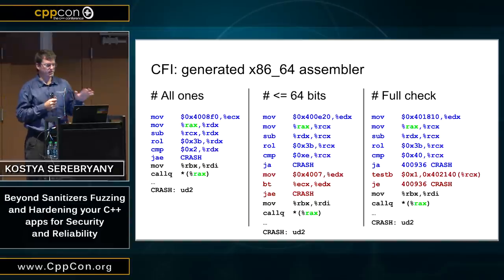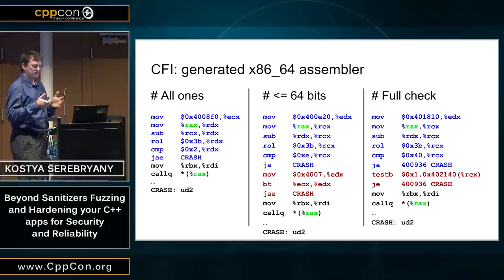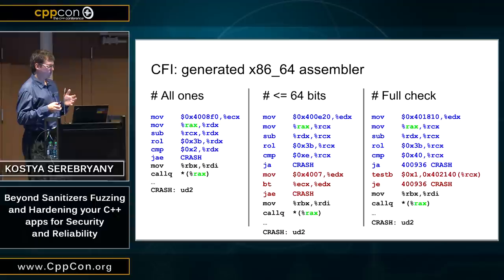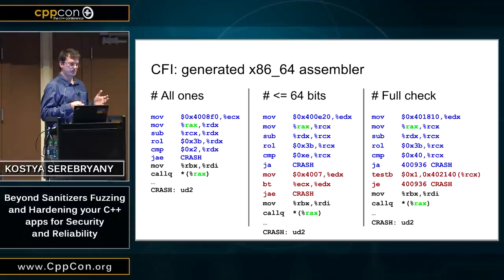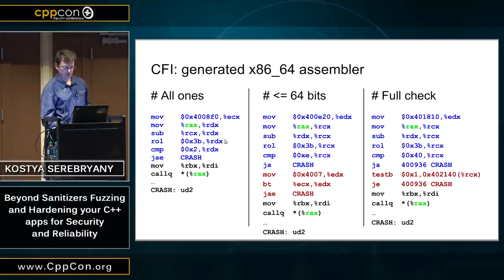And we get this. This slide shows three examples of the assembly code in x86-64 that are generated by the compiler to check the validity of a virtual call. The blue part is the range check. It is present in all three parts, and it is more or less the same. And the red part is the bitset lookup. So if the bitset contains all ones, there is no bitset lookup.